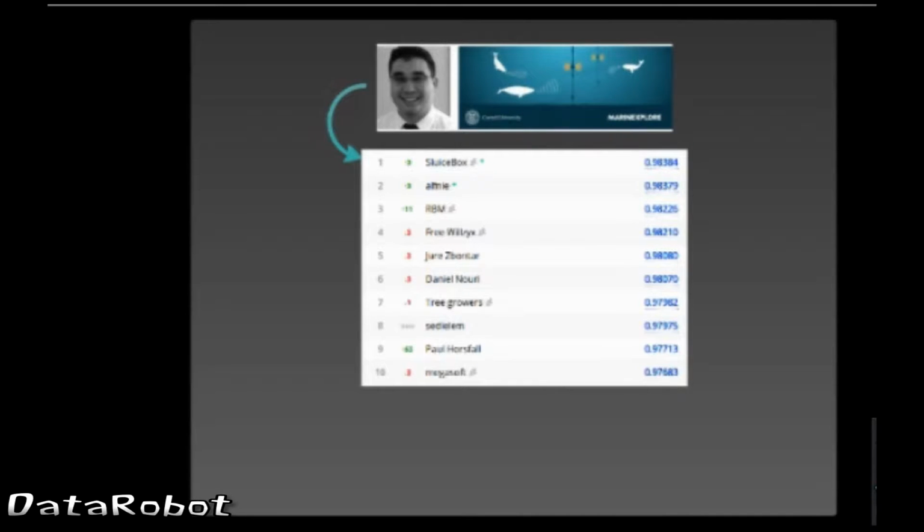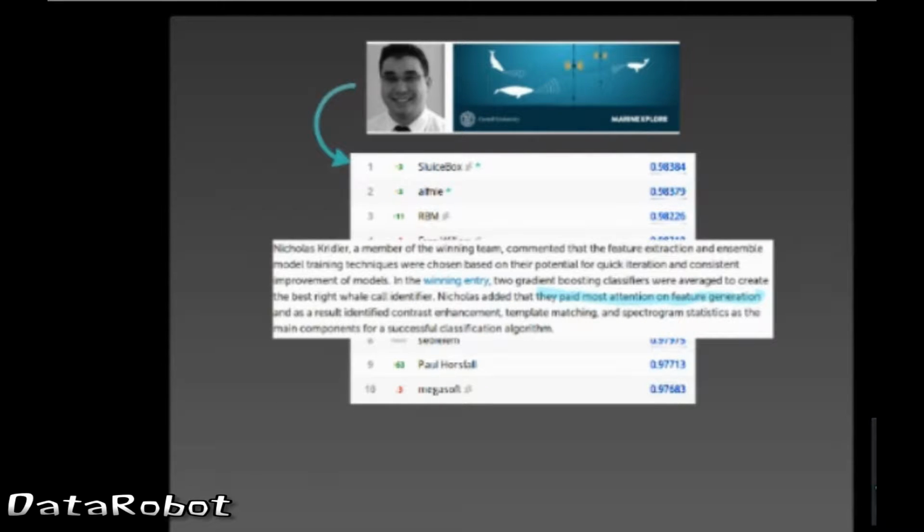So this picture up here is of the winner, he and his team. They made a lot of entries, they did very well, and they won. And when you go on Kaggle, quite often they ask you to write a blog post to say, how did you do it? What was your secret? What was the secret sauce? And he said they spent most of their time on feature generation or feature engineering.